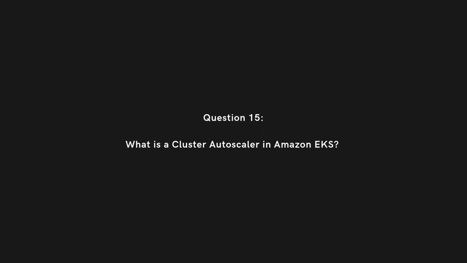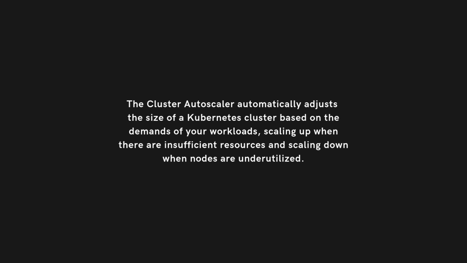And 15. What is a cluster autoscaler in Amazon EKS? The cluster autoscaler automatically adjusts the size of a Kubernetes cluster based on the demands of your workloads, scaling up when there are insufficient resources and scaling down when nodes are underutilized.